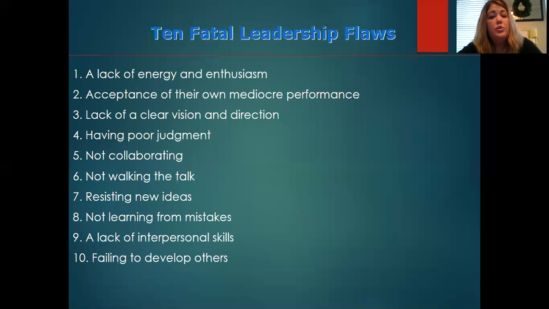Those are great, really big things: 10 fatal leadership flaws. If you have these things, then you're probably not yet a leader; you need to work on them. They're things that can really tie down our leaders and help make them fall.